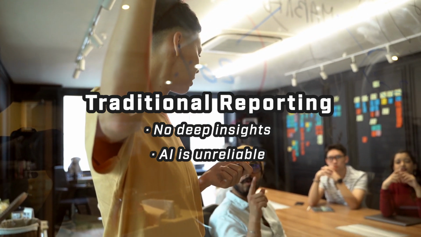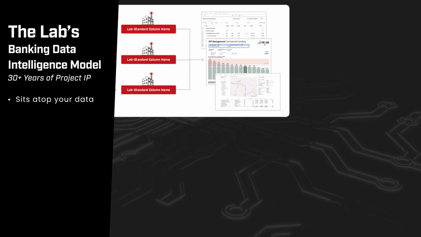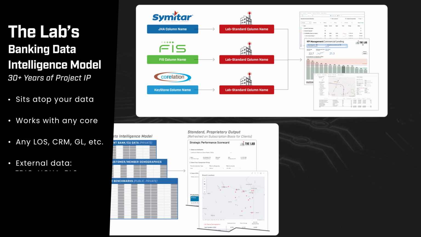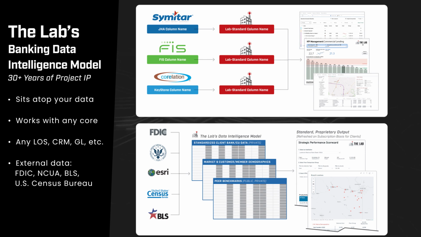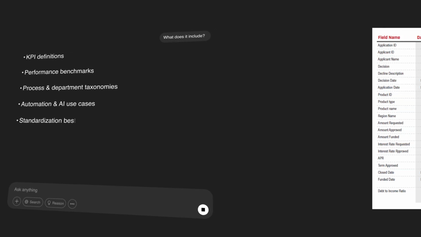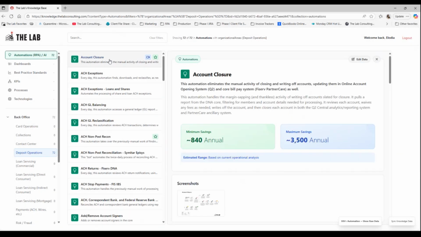Introducing the Lab's Banking Data Intelligence Model. Based on years of actual implementation at peers, it provides an AI-ready semantic layer on top of your existing data, and it works with any core, LOS, CRM, GL, and more. And it also includes external data from sources like the FDIC, NCUA, BLS, and US Census Bureau. The Lab's Banking Data Intelligence Model includes industry-standard KPI definitions, performance benchmarks, process and department taxonomies, automation and AI use cases, standardization best practices, and more.